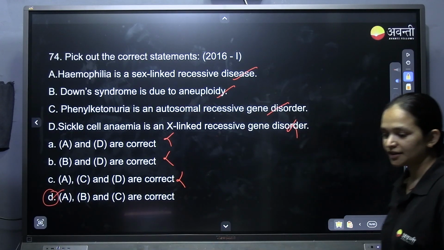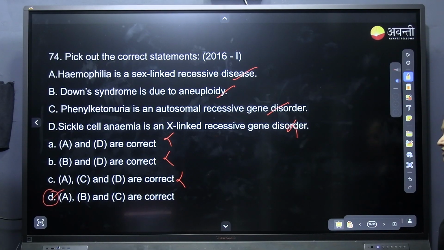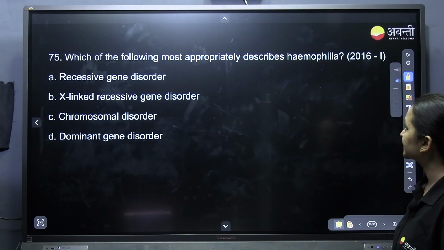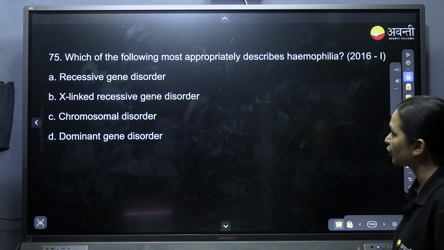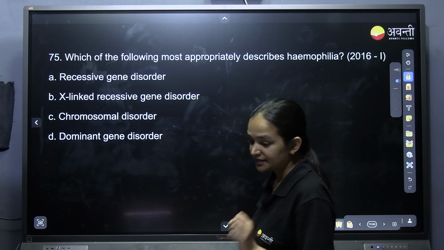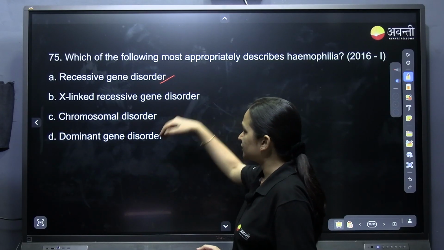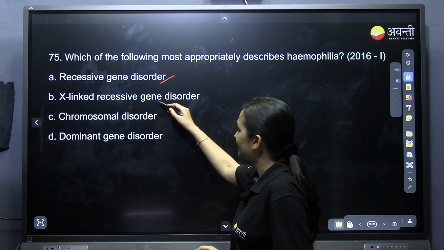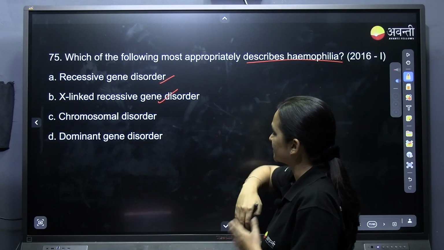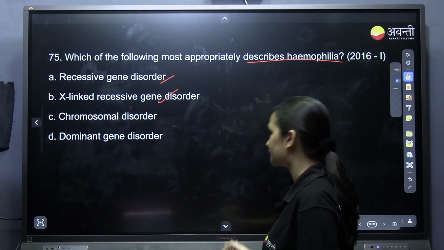D को हटाने के बाद ऑप्शन D is the correct answer. Which of the following most appropriately describes hemophilia? Most appropriately, recessive gene disorder सही है, लेकिन most appropriately X-linked recessive gene disorder, hemophilia. This is more correct ना. Recessive gene disorder सही है, X-linked recessive is correct.